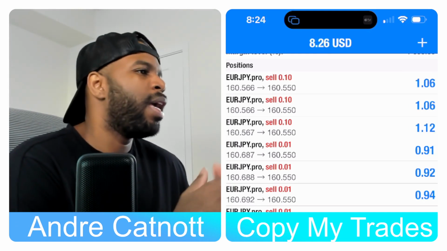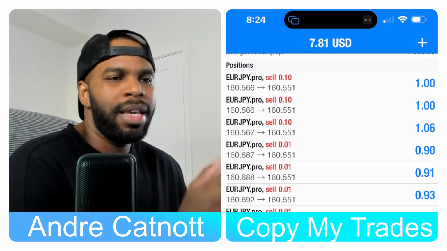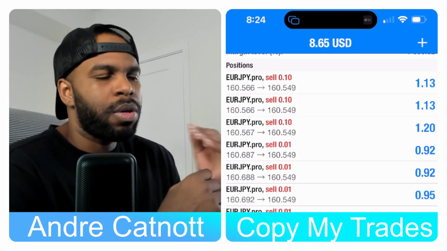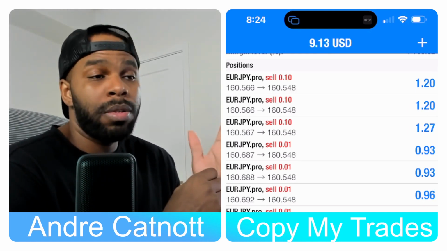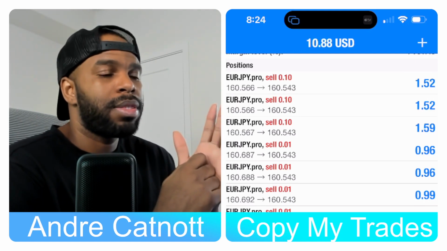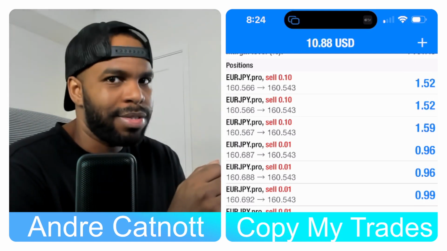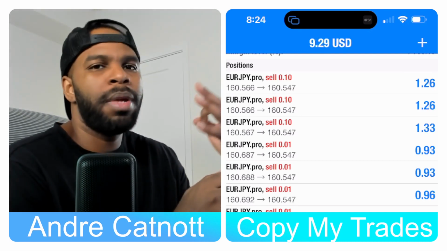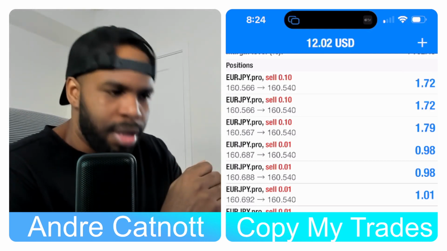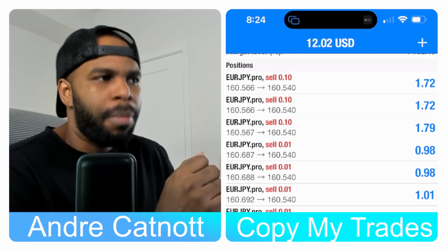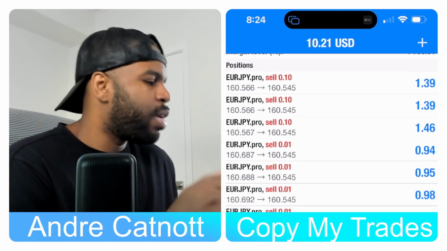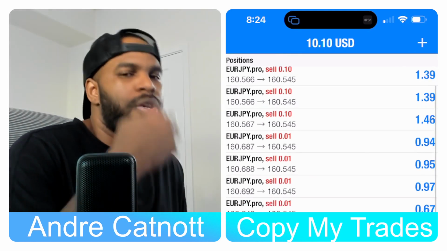Since I have the EA on the 5 minute chart, every 5 minute candle close, if the candle closes bullish, the EA is going to get me in three trades. The next 5 minutes, if the candle closes bullish, it is going to get me in another three trades. Every 5 minutes, if the candle close is bullish, I'm going to get in another three trades, and another three trades.